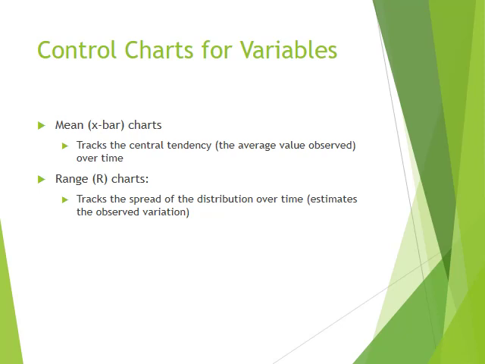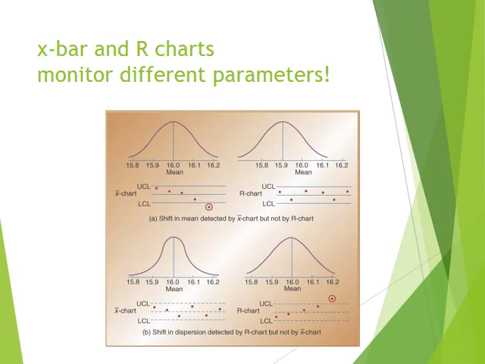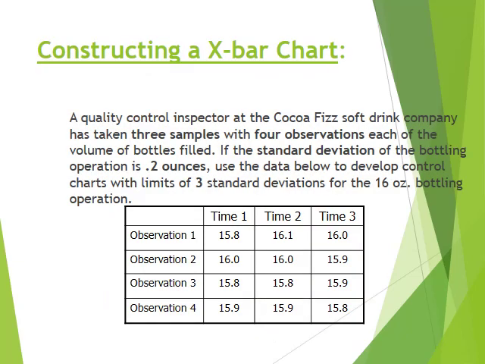They have control charts for variables. First is the mean, known as the X bar chart. It tracks the central tendency, the average value observed over time. Second is the range, R chart. It tracks the spread of distribution over time and estimates the observed variation. X bar and R charts monitor different parameters. As you can see from the picture, this is an example of a shift in mean detected by the X bar chart but not by the R chart. For picture B, a shift in dispersion is detected in the R chart but not by the X bar chart.